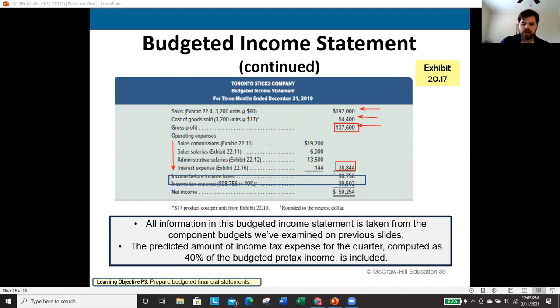Giving me income before taxes of $98,756. They told me prior to this, we had a 40% income tax rate. So that is $39,502, giving me net income in the end of $59,254. So this is all taken from the previous component budgets that we dealt with up until now. And of course, the predicted income tax expense. They told me in that cash budget that my income tax rate was 40%. So we're able to see where that is all coming from.